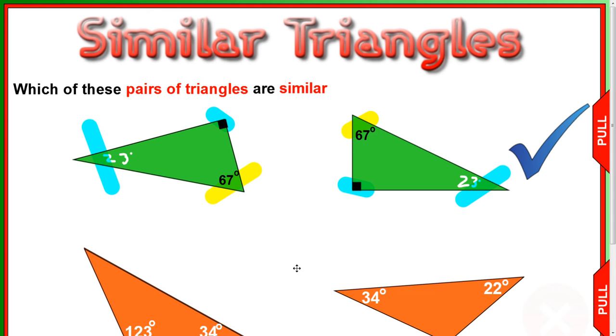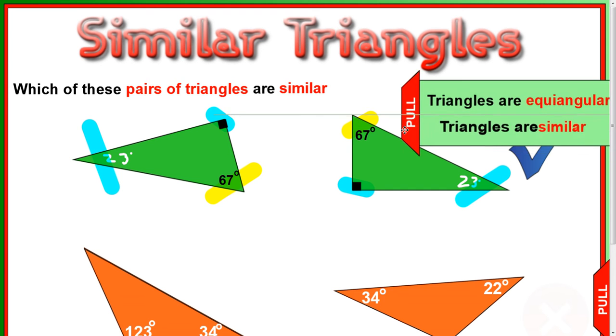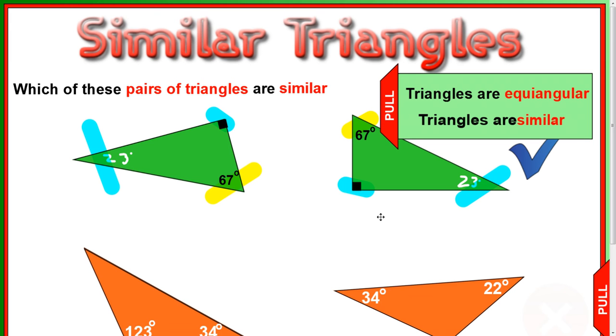So corresponding angles are the same. That means the triangles are what's called equiangular. All angles are equal. So make a wee statement: triangles are equiangular, therefore the triangles are similar.